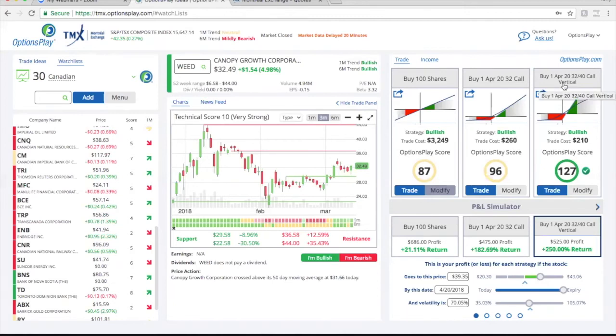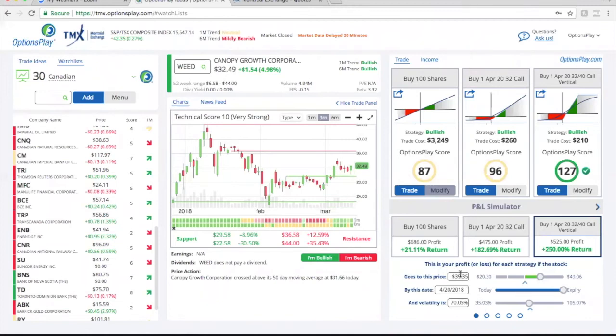We're not saying these are the best strike prices to trade because there's no such thing as best strike prices, but this is a good starting point for everyone. Whether you're brand new or if you're trading options already, this provides that starting point. And what we do is we provide tools to help you quickly identify which one of these strategies is best suited for you. So Canopy is trading at 32.49, let's just call it 32.5.